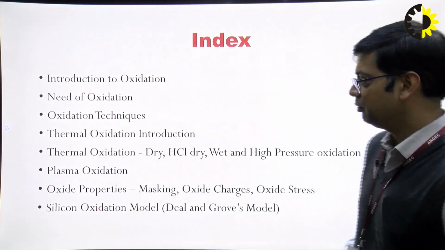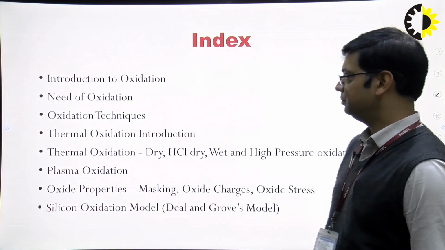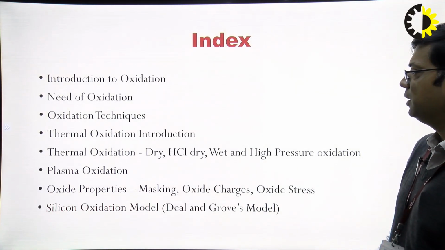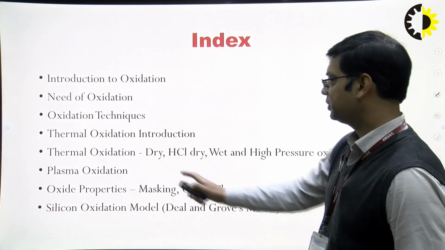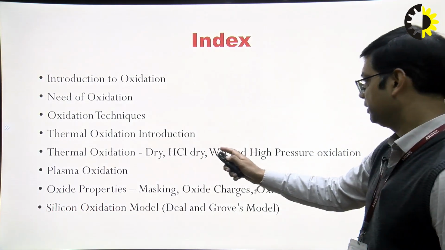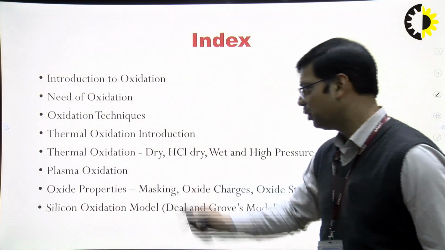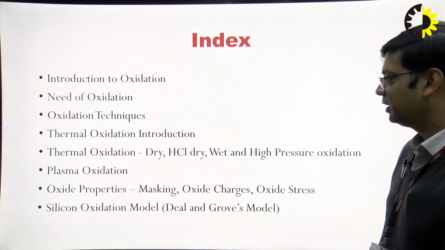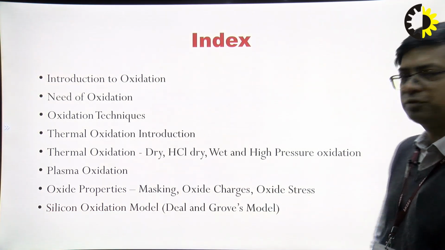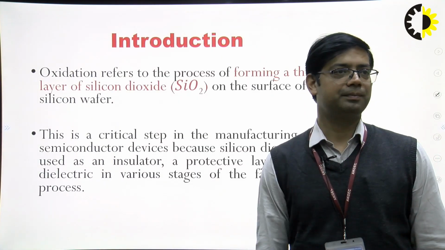Today we will discuss another important topic, that is oxidation. The content of today's discussion are: introduction to oxidation, need of oxidation, oxidation techniques, thermal oxidation introduction, thermal oxidation types, dry, HCl, wet and high pressure oxidation, then plasma oxidation, oxidation properties and silicon oxidation model, that is Deal and Grove model. So, that will be the content of today's presentation.